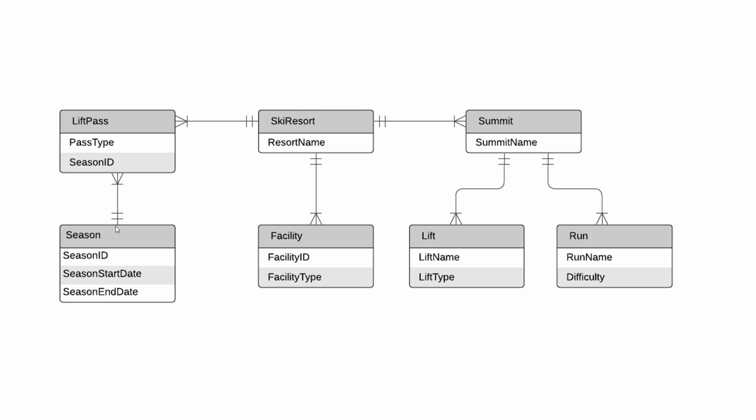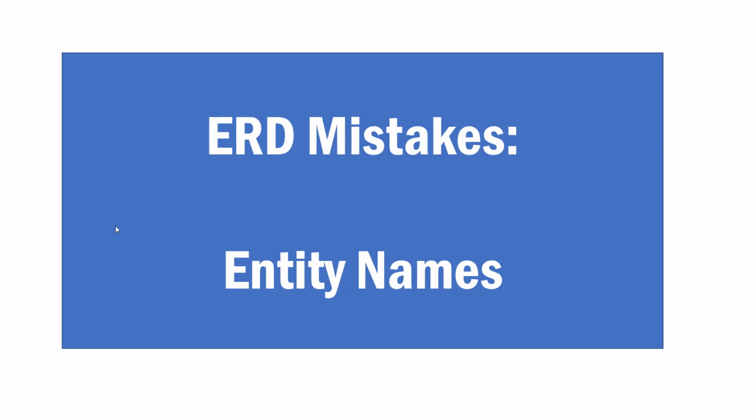Now, even with simple data models, beginners sometimes make mistakes, and the goal of this video is to review those mistakes with you and help you to make fewer of them and avoid those mistakes in the future. So let's start with mistakes we sometimes make when naming data entities. Remember, entity is something business wants to keep data about.